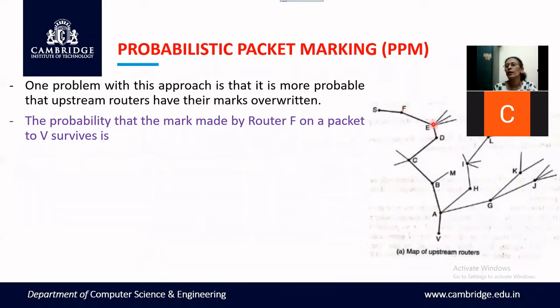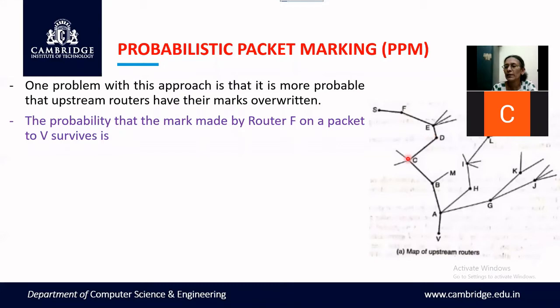Okay. Now, what is the probability that E is going to write? It is P. Now, we don't want E to overwrite this packet. So, what is the probability that E will not be writing? It is 1 minus P. Now, when you come to D, what is the probability? Again, it is 1 minus P. So, what is the cumulative probability that this packet is not being written on its path from F to D? 1 minus P into 1 minus P. That is (1 minus P) square.